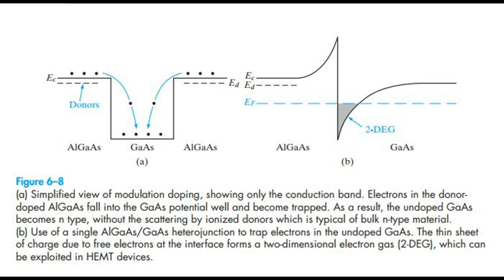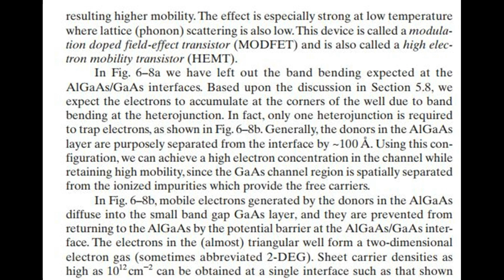In Fig 6.8a we have left out the band bending expected at the aluminum gallium arsenide/gallium arsenide interfaces. Based upon the discussion in section 5.8, we expect the electrons to accumulate at the corners of the well due to band bending at the heterojunction. In fact, only one heterojunction is required to trap electrons, as shown in Fig 6.8b.